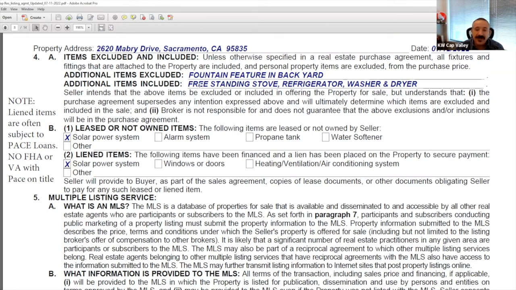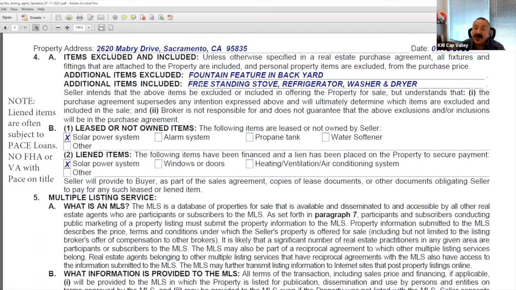You want to make sure that when you start receiving offers, and mind you, you're going to put this information in the MLS comments, in the confidential information. You're going to say, in this case, fountain feature in backyard is not included. However, freestanding stove, refrigerator, washer, and dryer will transfer with the property at no value, something along those lines.